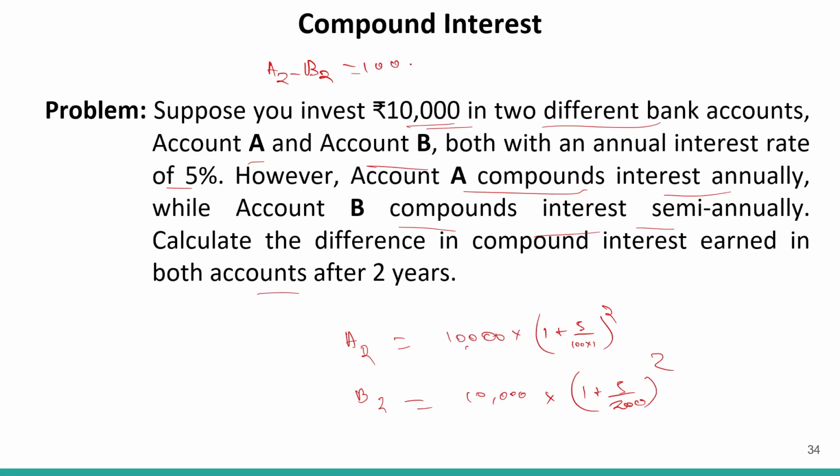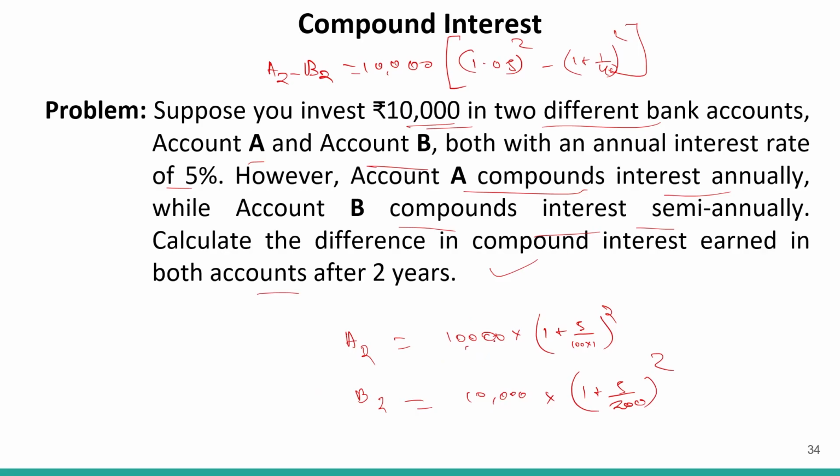So it will be 10,000 whole into 1.05 whole square minus, okay, 1 plus 5 by 200, so it will be 1 by 40 whole square. So evaluating this, we can calculate the difference in compound interest earned in both the accounts after 2 years. So you must be wondering, but I have negated only the full amounts.